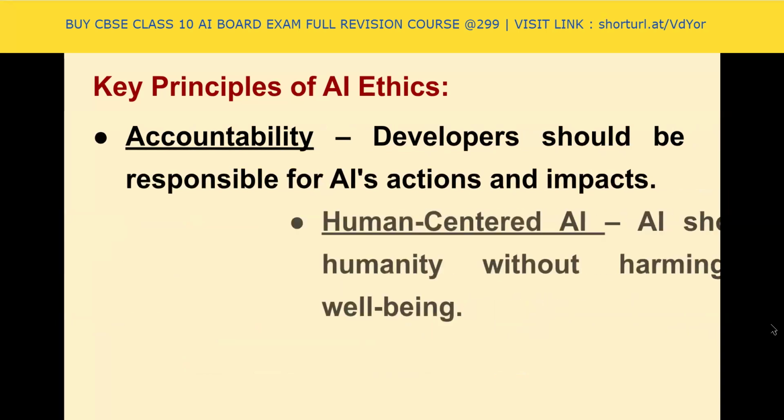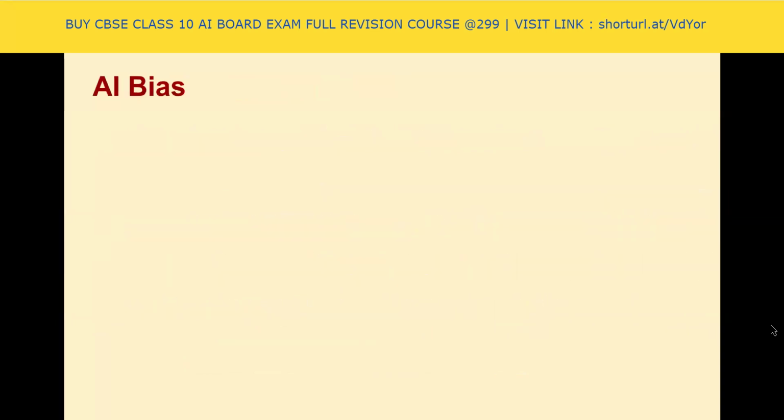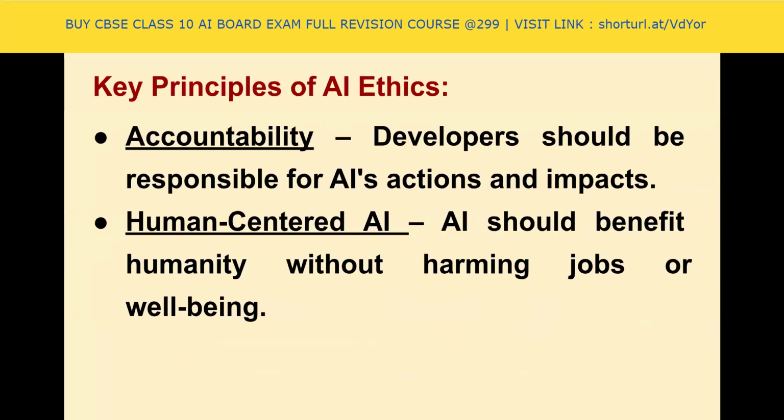Now, okay, two more are there, which are accountability and human-centered AI. So, what do we mean by these two areas? Accountability: developers should be responsible for AI's actions and impacts. Human-centered AI: it should benefit humanity without harming jobs or well-being.